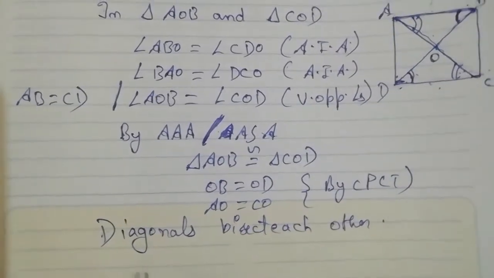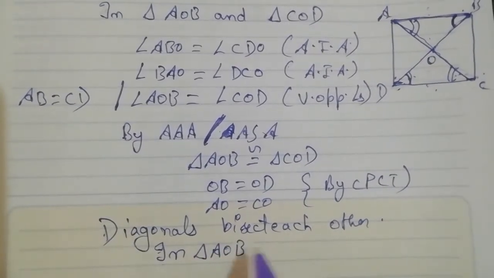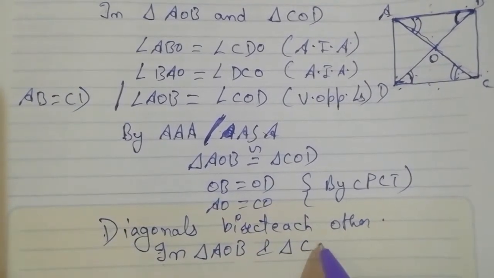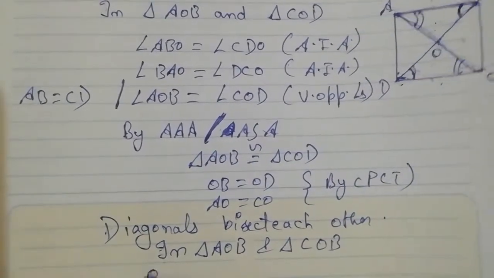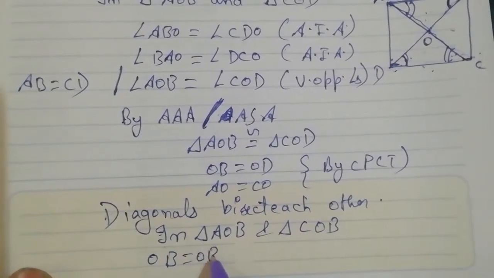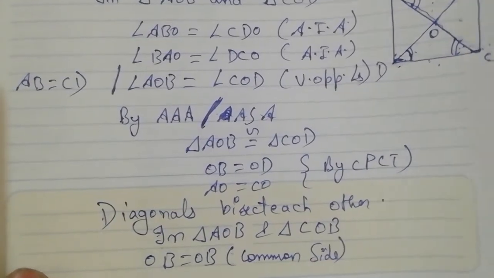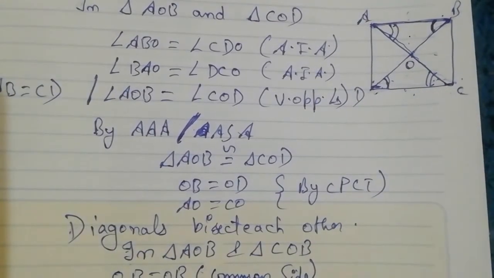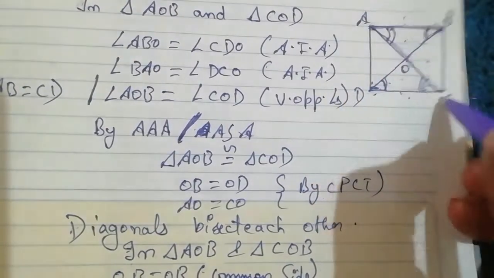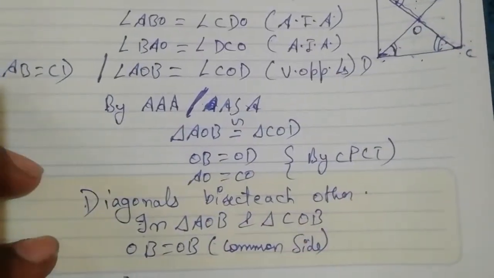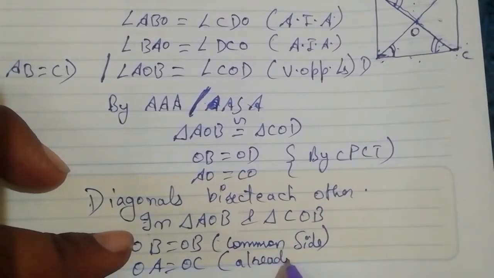Okay, so for that what we need to do, we have to take triangles, triangle AOB and triangle COB. Okay, so in these two triangles OB is the common side, so we will write OB is equal to OB. This is the common side. Okay, and we know that AO is equal to CO, already proved. So here we will write OA is equal to OC and the reason will be already proved.